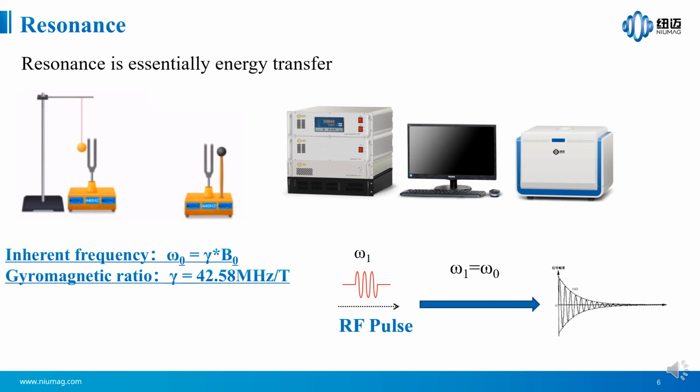On the left are the electronic devices that can emit RF pulses of a certain frequency on request. The frequency of the RF pulse can be adjusted, and the NMR phenomenon occurs when the RF pulse frequency is equal to the Larmor frequency. The MRI signal can be detected from the device. That's how the MRI works.